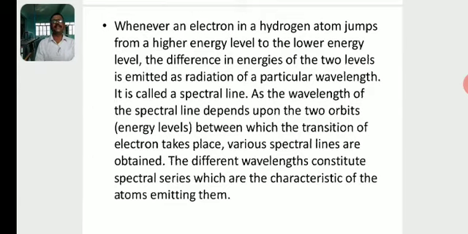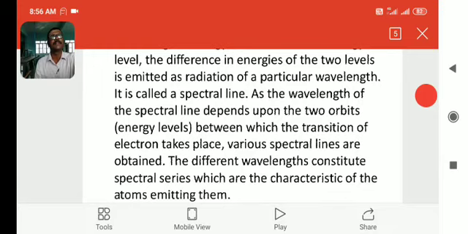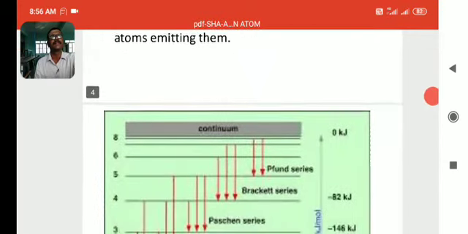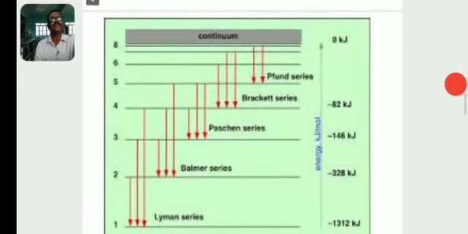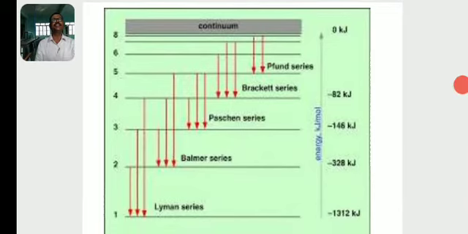Here, spectral lines means the lines which are obtained due to transition of electron from a higher energy state to a lower energy state. When an electron jumps from a higher energy state to a lower energy state, it emits energy in the form of photons. So you just see the diagram.